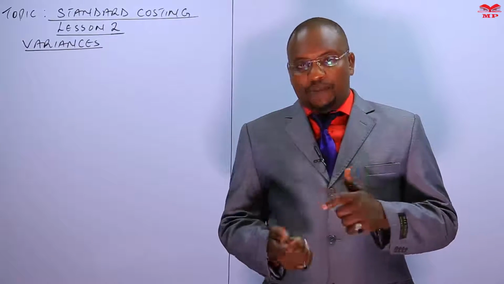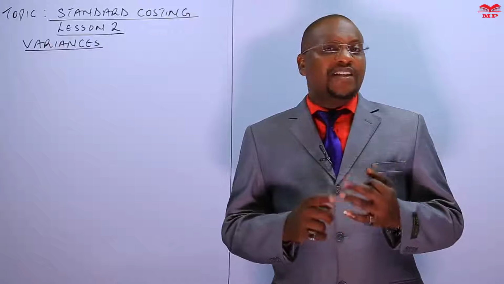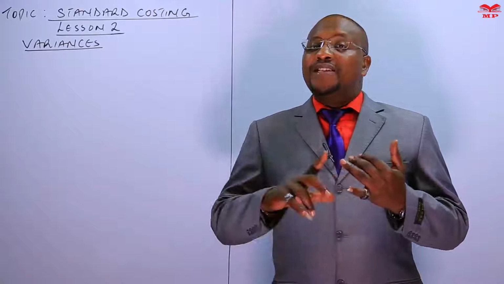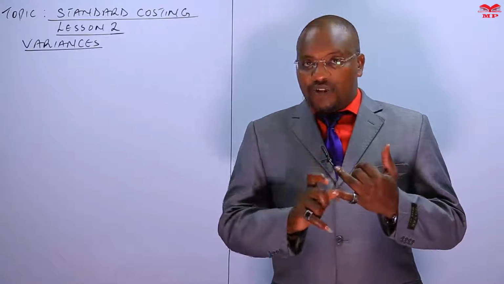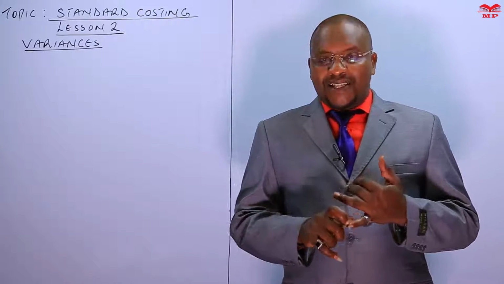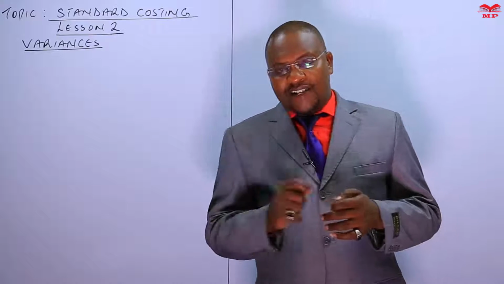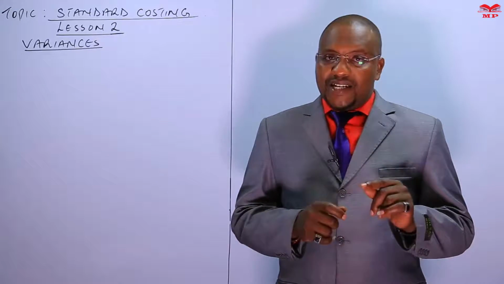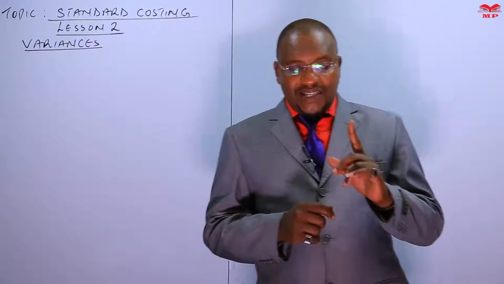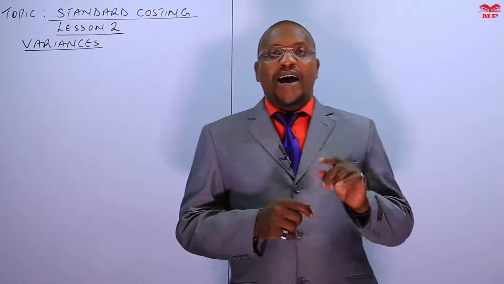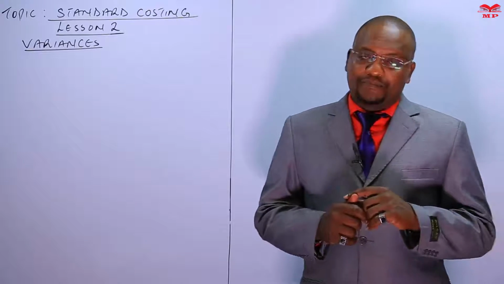The opposite applies when it comes to the income variance, where we have the sales variance. If the actual sales is more than the budgeted sales, then that is a favorable variance. And if the actual sales is less than the budgeted sales, then that one is an unfavorable variance.